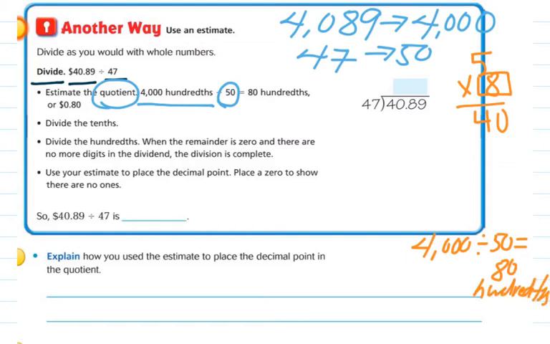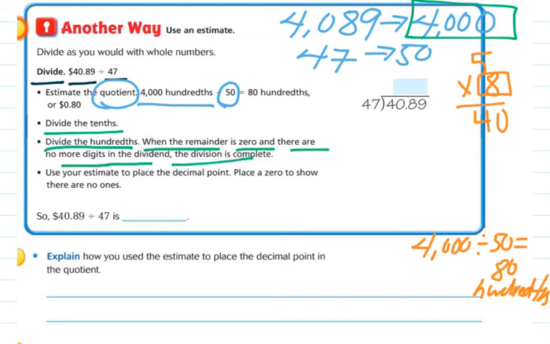Now remember, using your multiplication chart is a good idea. The dividend, the thing that we're dividing up, is always going to be the product in the multiplication problem if you're using inverse operations. So now we're going to divide the tens. It says divide the hundredths. When the remainder is 0, there are no more digits in the dividend, and the division is complete. So we used our estimate. Our estimate, boys and girls, was 8. Because this compatible number estimate was 8, we wanted to try that out here.